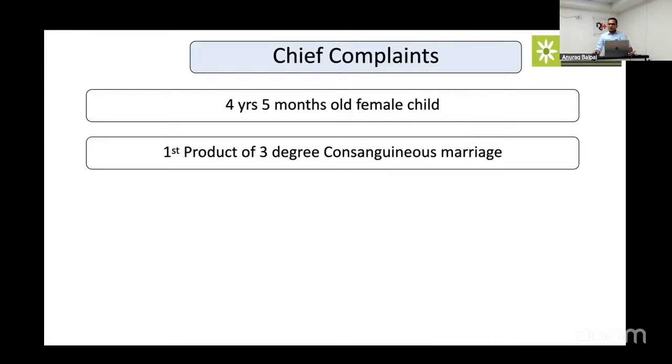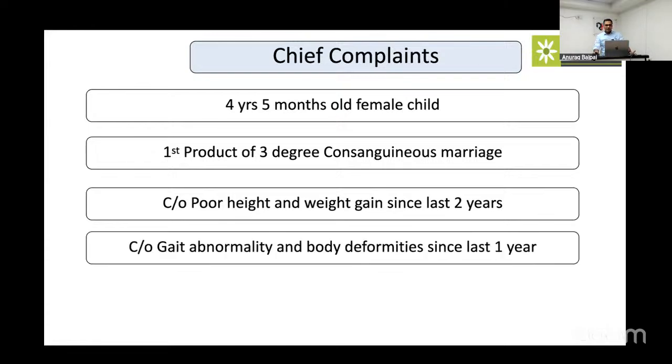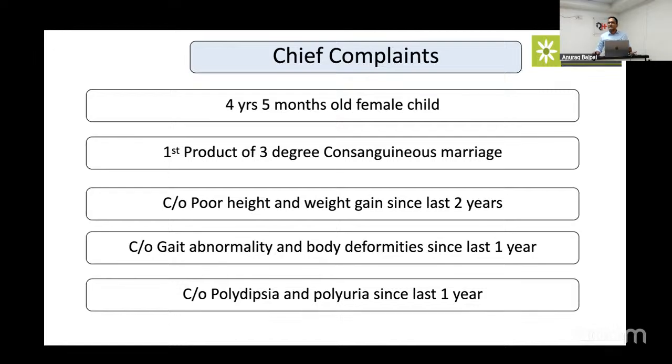She was the first product of a third degree consanguineous marriage. The main complaints were poor growth since the last 2 years. There was low height gain and weight gain. It was associated with difficulty in walking, and various deformities have been present since the last 1 year. Also, the mother complained that there was polyuria and polydipsia since the last 1 year.